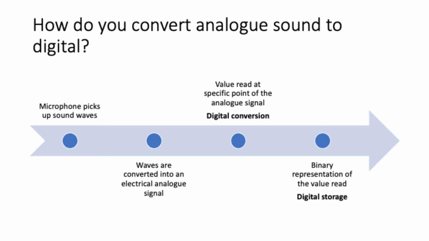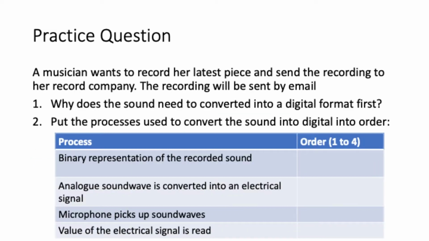So what we've gone through is we've gone from picking up sound waves, converting them into an analog signal, converting them into digital by sampling a little bit of the analog signal, and then finally storing it as a 1 or 0 representation. So here's a practice question for you to try. Try writing down your answers and then go back to the previous couple of slides to check whether you've got them right or not.